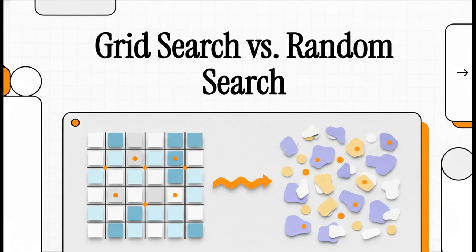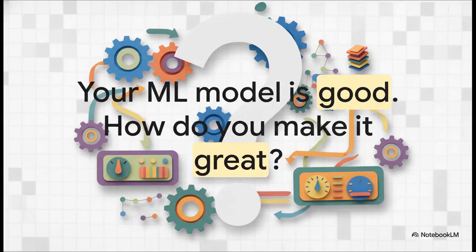Let's settle the score. Grid search versus random search. Which one's best for your model? Your model's good, but how do you make it great? The secret is tuning its hyperparameters.